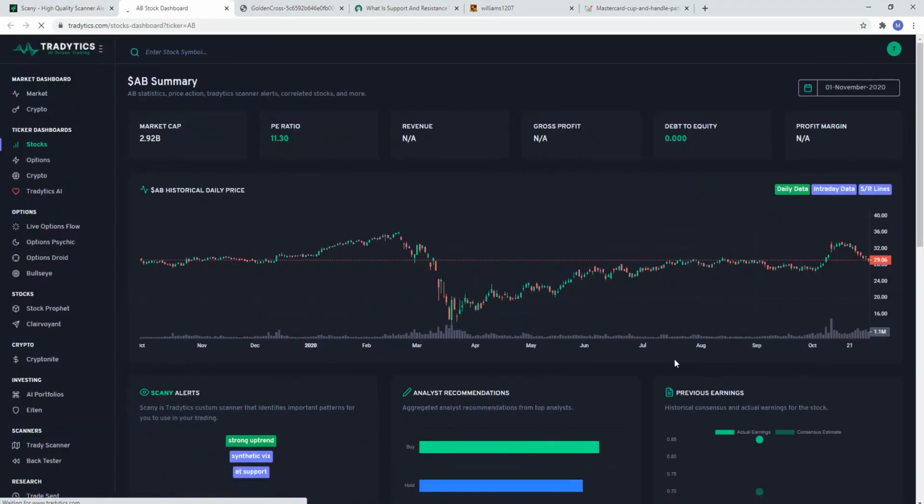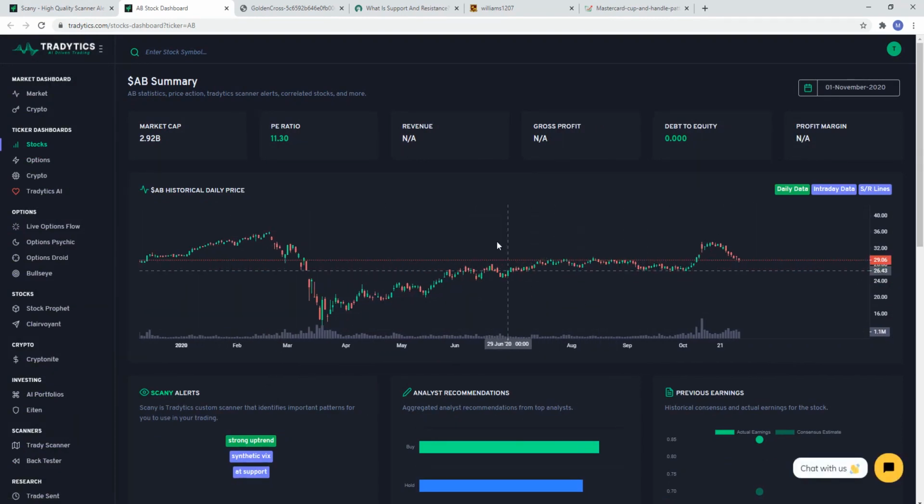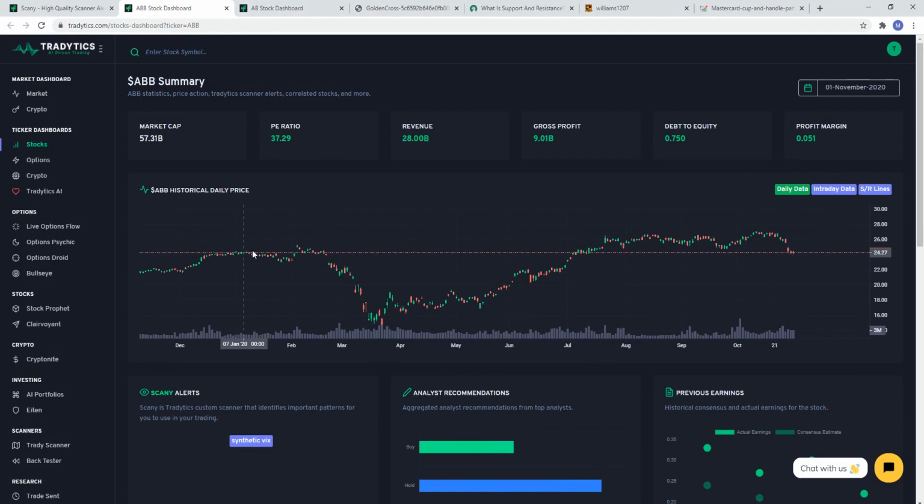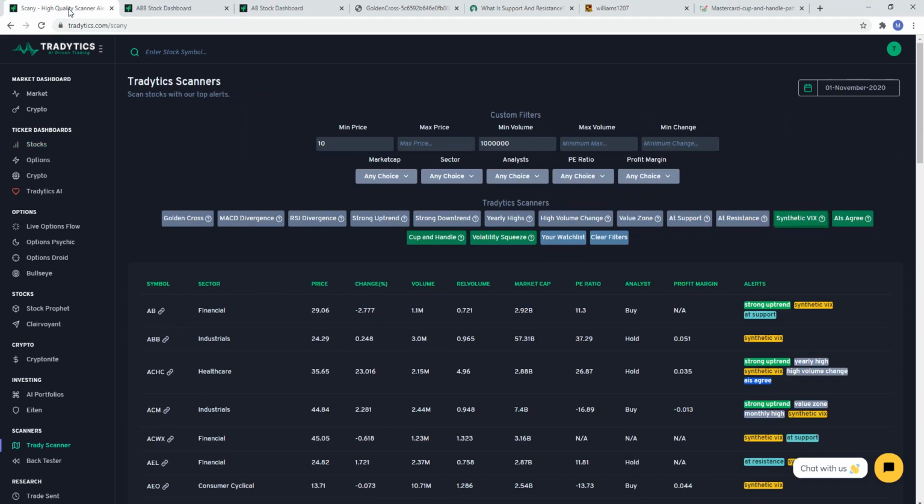We will take a look at AB and ABB. As you can see, AB is almost right at the support level right now, which was automatically determined by the indicator. Synthetic VIX doesn't simply identify stocks that are at support levels. It also makes sure that those are good buying opportunities and the probability of the stock going below the support is low and going up is high. We can see a similar thing with ABB, where the stock has dipped a bit and is now on a support level, which is a good buy point.